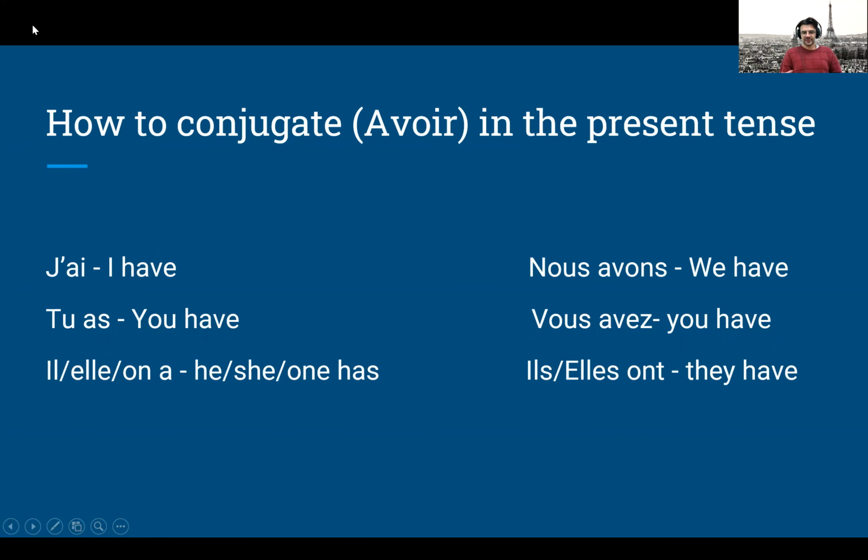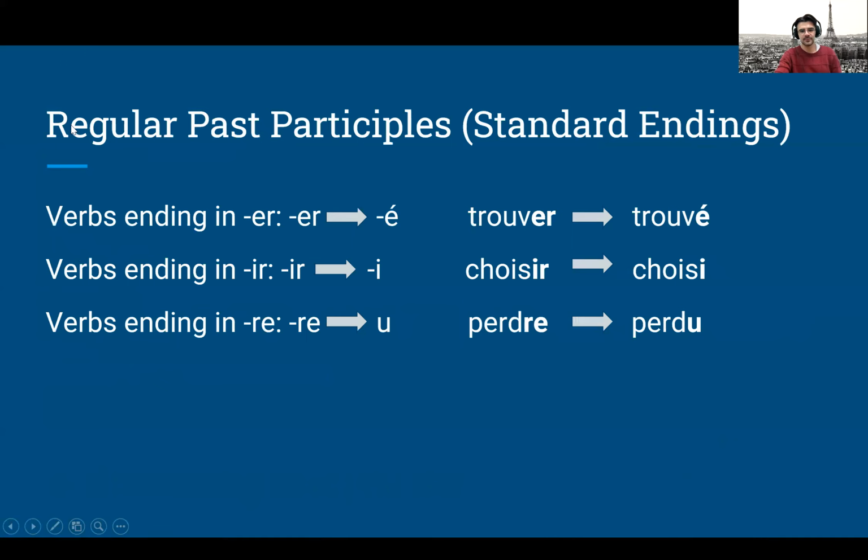Okay, so this is just a basic table of how to conjugate the verb avoir in the present tense. So we have j'ai, tu as, il, elle, on a, nous avons, vous avez, and ils, elles ont. So these are the basic things that you'll say when you're trying to say something in the past. If you want, you can take a look at this later, take some notes, but this is going to be very important when you try to make sentences in the Passé Composé.